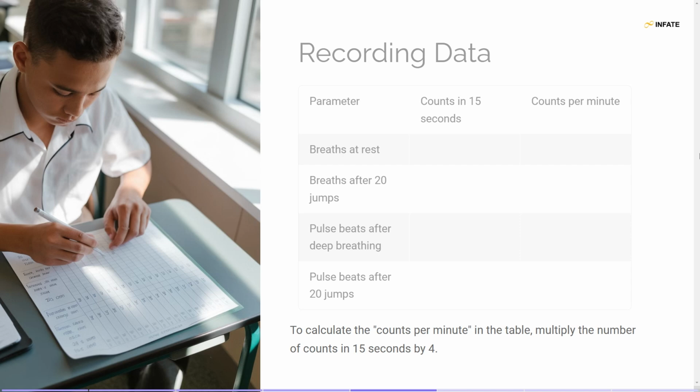To calculate the counts per minute, multiply the recorded 15-second counts by 4. This helps analyze changes in respiration and pulse rates under different conditions.